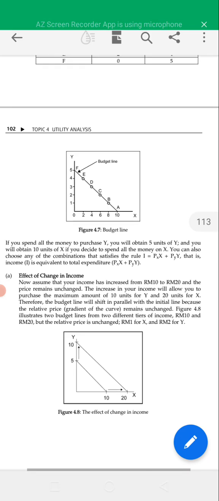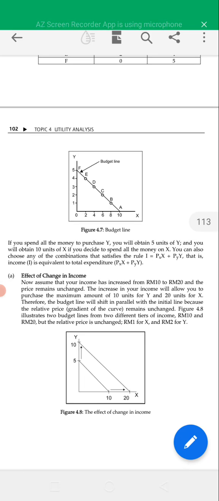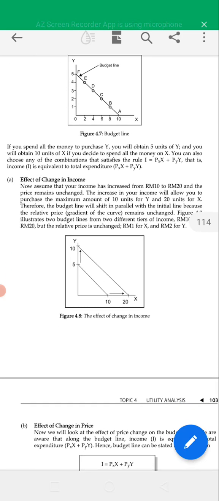Okay, so let's say for example here, if you spend all your money to purchase Y, you will obtain 5 units of Y. And if you choose to obtain, I'm just reading what is there. All right, so now let me just get this. Okay, can I find something here?